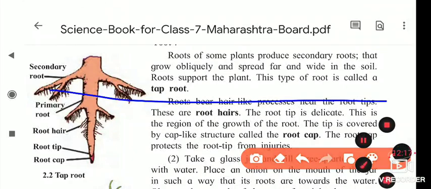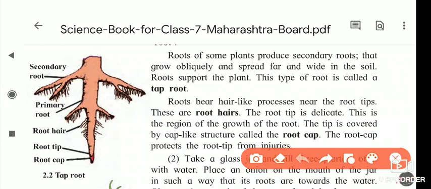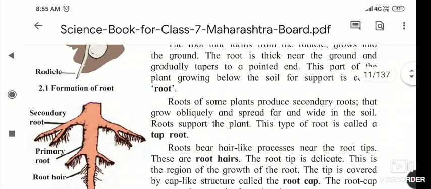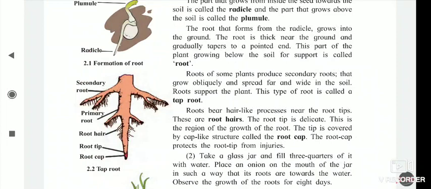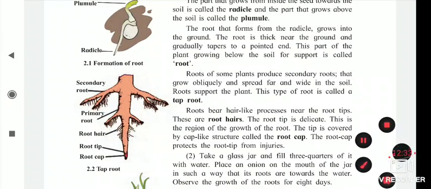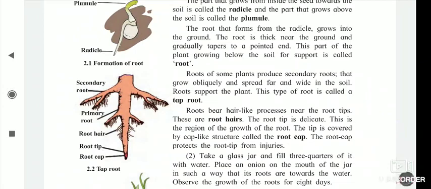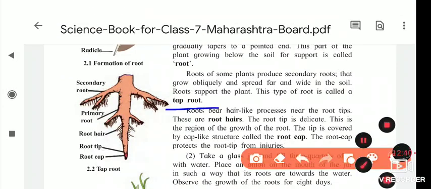Okay, names of the roots you have to write for this question. So roots and types of root inside. First you have to search the different types of root in the textbook, and that you have to write. So which are those? First of all, the tap root is there.